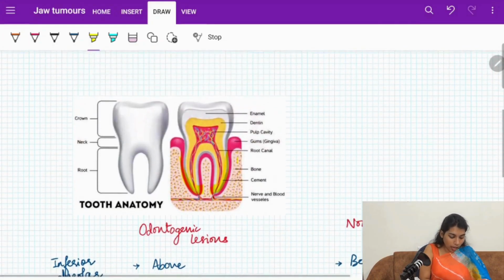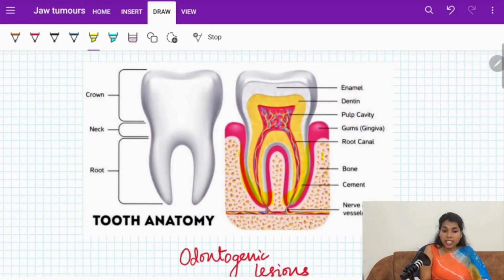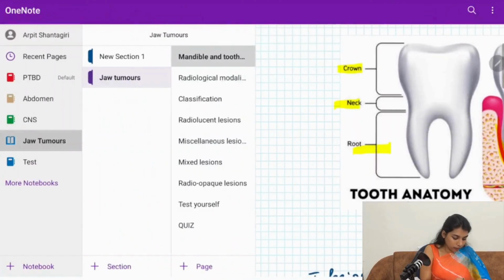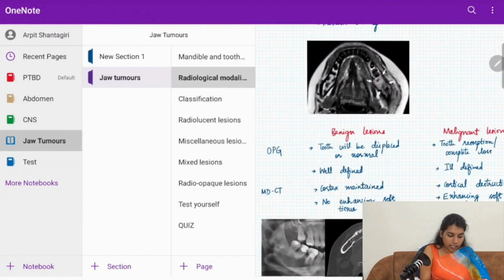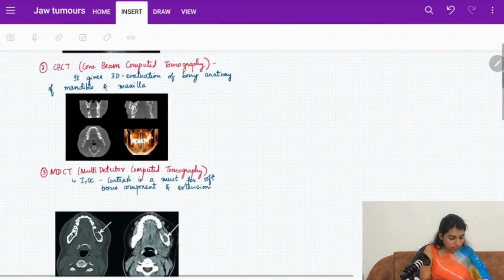Moving to the anatomy of the tooth. It is divided into the crown, the neck and the root, which internally is divided into the enamel, the dentine, the pulp, which is surrounded by the cementum, which is sitting in the inferior alveolar processes of the mandible. Now we'll look at the various radiological modalities available to assess jaw tumors.